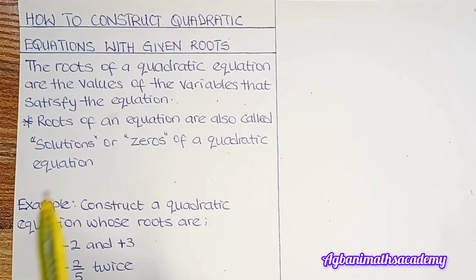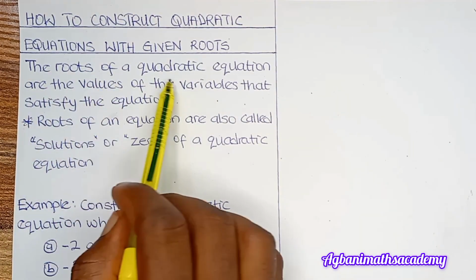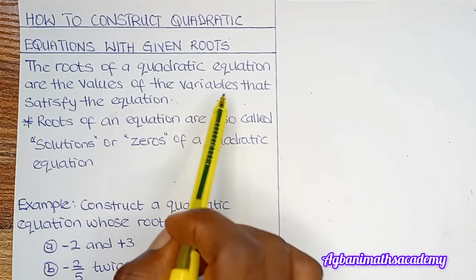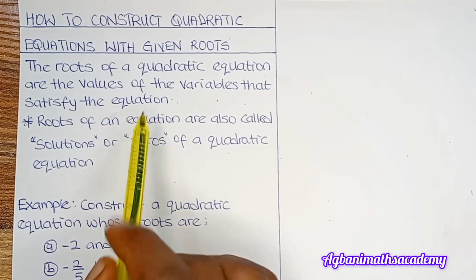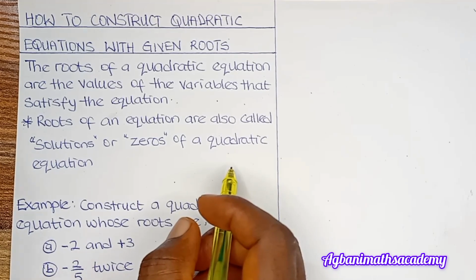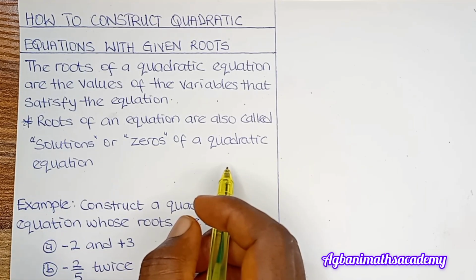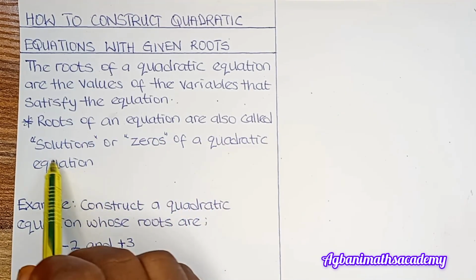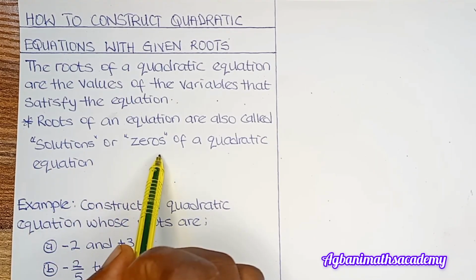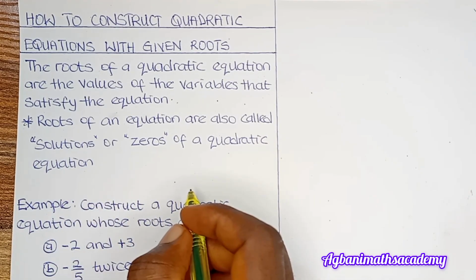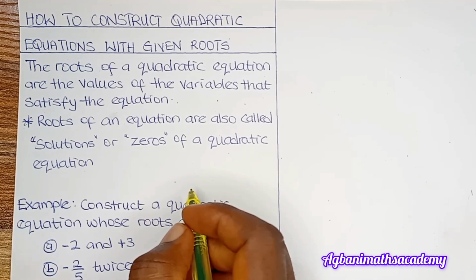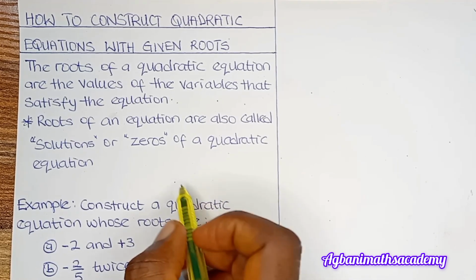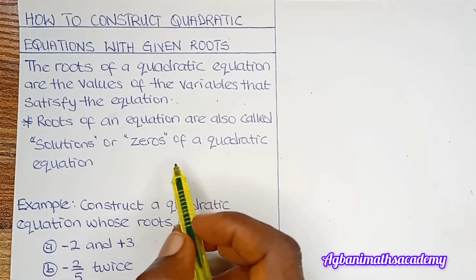So what is the root of a quadratic equation? The roots of a quadratic equation are the values of the variable that satisfy the equation. What we mean is that the roots are the values of the variable that make the left side and the right side of the equation equal. The roots of an equation are also called solutions or zeros of a quadratic equation. What this simply means is you can call the solution to a quadratic equation the roots of the quadratic equation or the zeros of the quadratic equation.